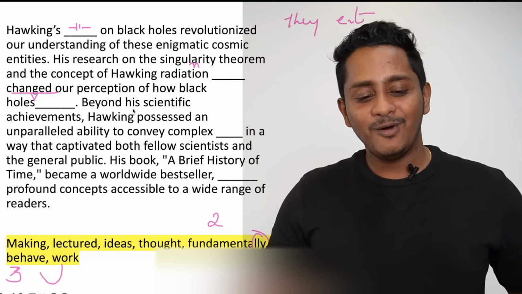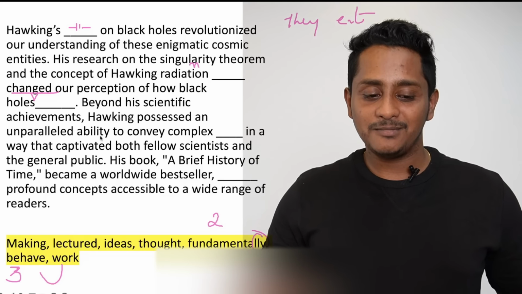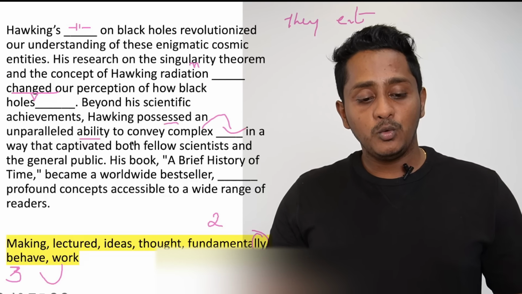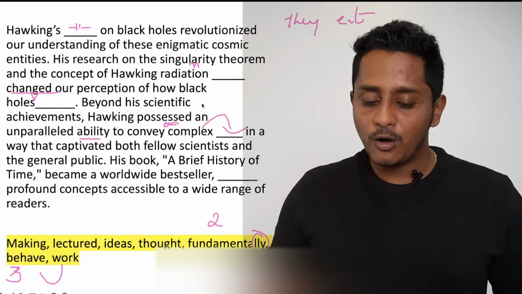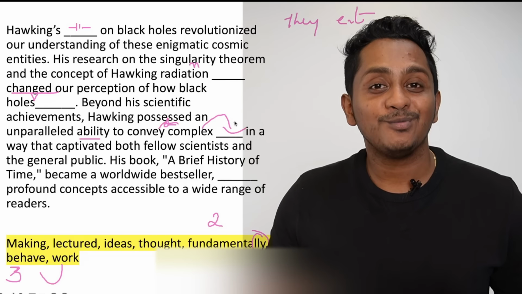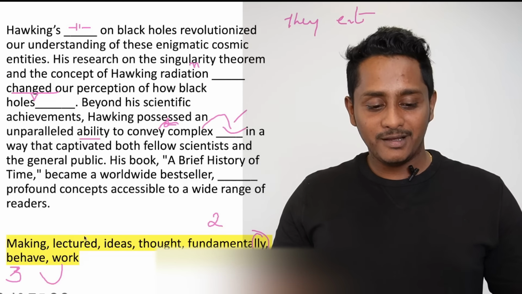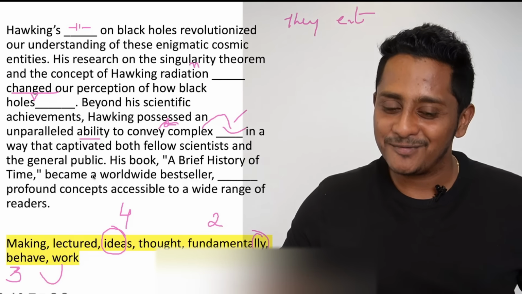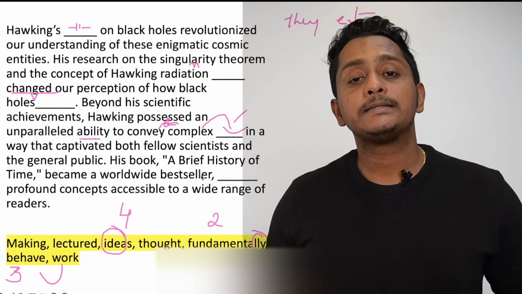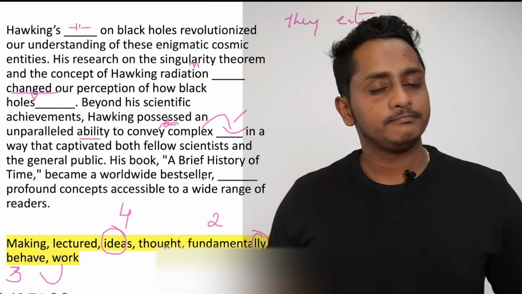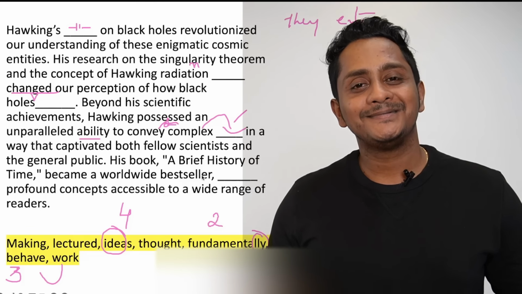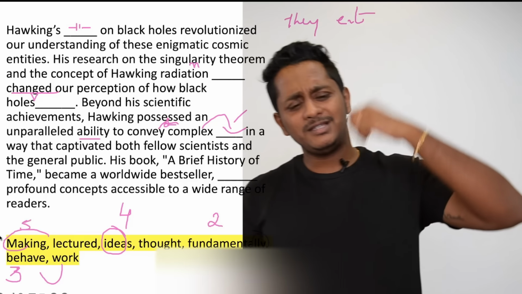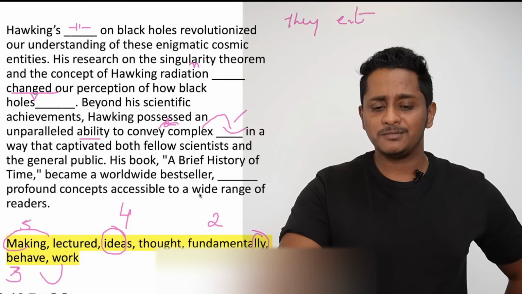Hope you're getting it. Beyond his scientific achievements, Hawking possessed an unparalleled ability to convey complex dash, to convey a complex, singular. If a is not there, it should be plural. To convey complex ideas, no other thing will fit in. Here, A Brief History of Time became a worldwide bestseller. End of a sentence. Use a connector. Put a full stop, then use ing. You don't have to see it, only one ing will be the answer. Making profound concepts accessible to a wide range of readers.